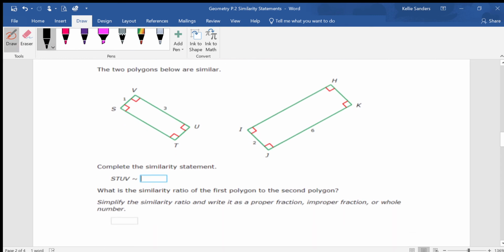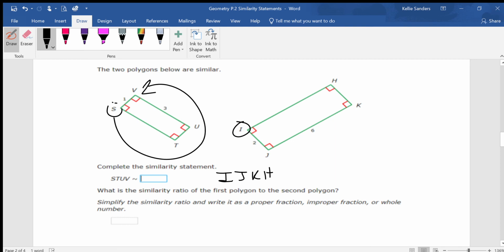Okay, same on the rectangle as earlier. So started T and going this way. So most of y'all would start with I, J, K, H. So we completed the similarity statement.